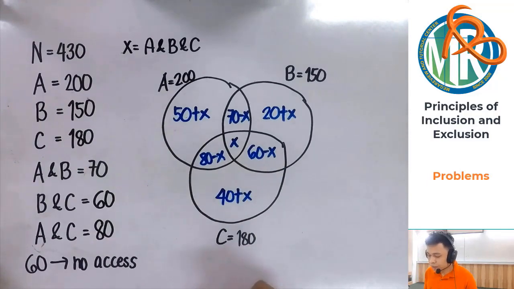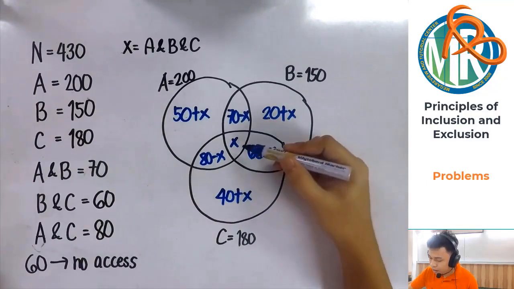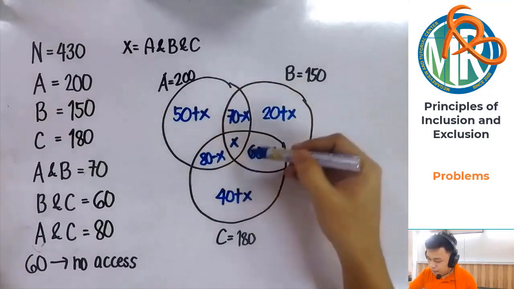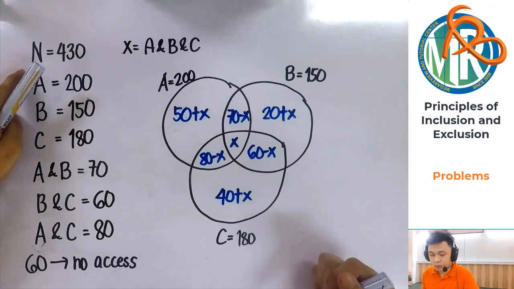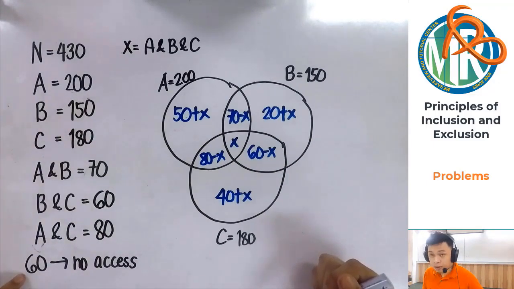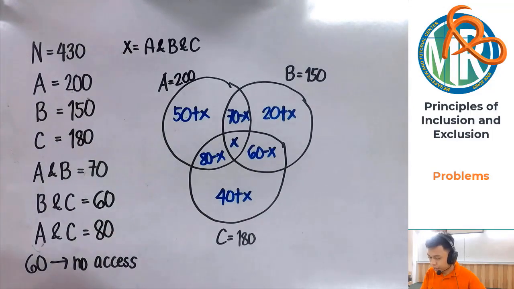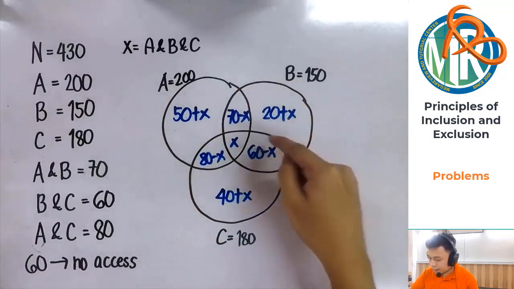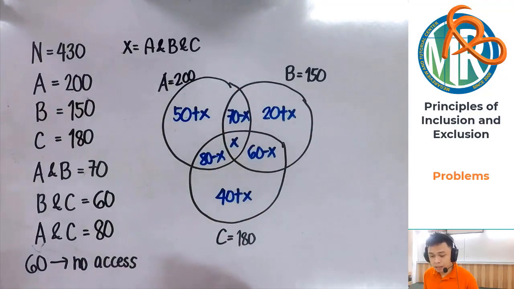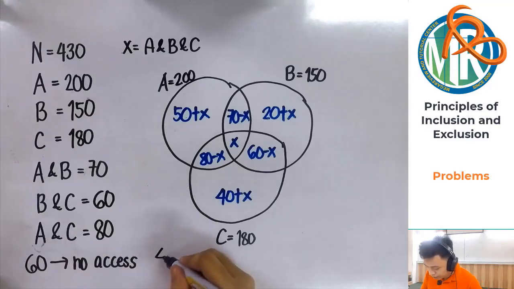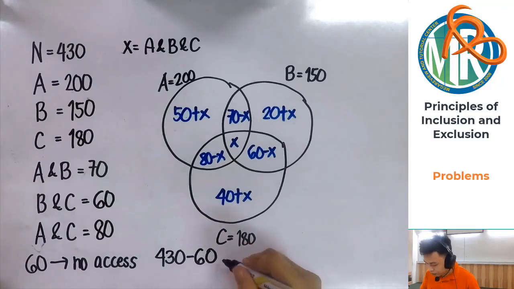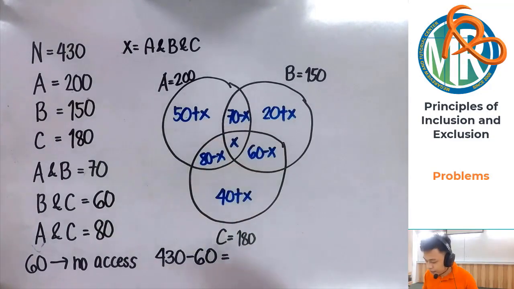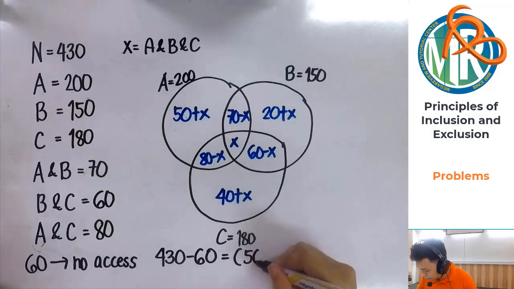So, bali guys, para makuha natin yung value ng X na to, pag sinum up natin itong lahat, this is equal to what? So, 430 ba yan? Actually, hindi yan 430 kasi merong 60 na walang access sa internet, no? So, bali mangyayari dyan, pag inadd natin lahat ng elements na nandito, this will be equal to 430 minus 60, no?